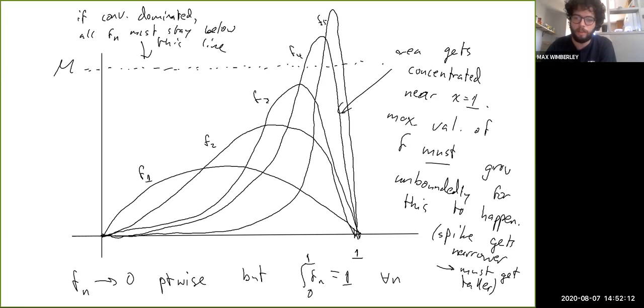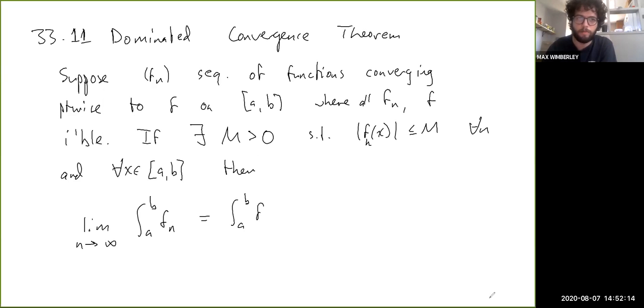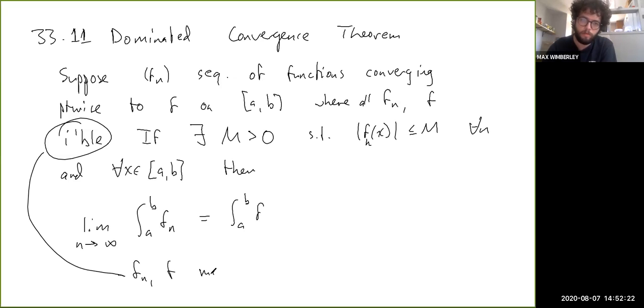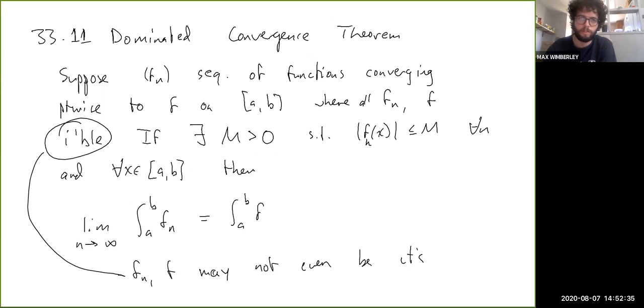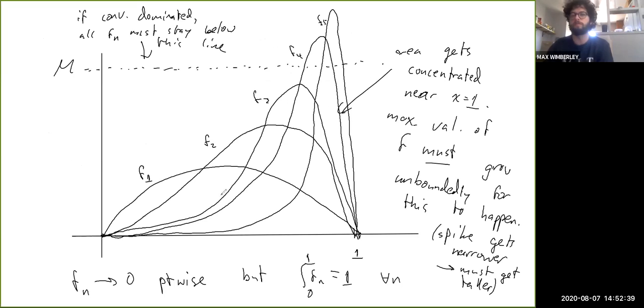Of course, in the actual statement of the theorem, the hypotheses are only that fn and f are integrable, right? So fn and f may not even be continuous. In this picture, all of them are continuous, so it's easier to visualize. But it's a little bit more nuanced to actually prove this theorem. But this is really the heart of the idea of the proof, I think.